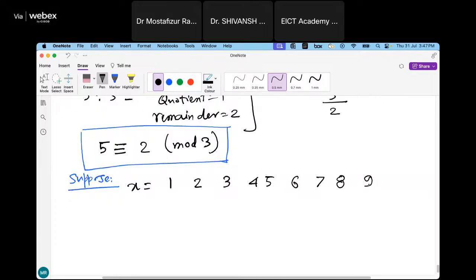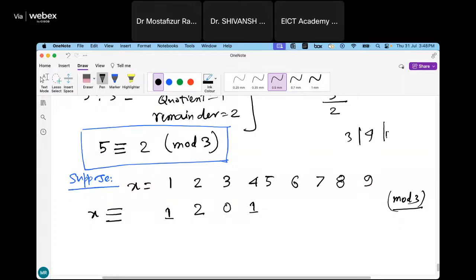Now suppose I divide this with the number 3, that means modulo 3. If I do modulo 3 for this series of numbers x, what will I get? If you divide a number by 3, for example, if it is 1, you get the remainder 1. If it is 2, remainder 2. If it is 3, there will be no remainder. If it is 4, again you get remainder 1, because 4 divided by 3 is 3 and 1, right? Again it is 2, again 0, again 1, 2, 0, like that. All the multiples of 3, that is 3, 6, 9, have zero remainder.